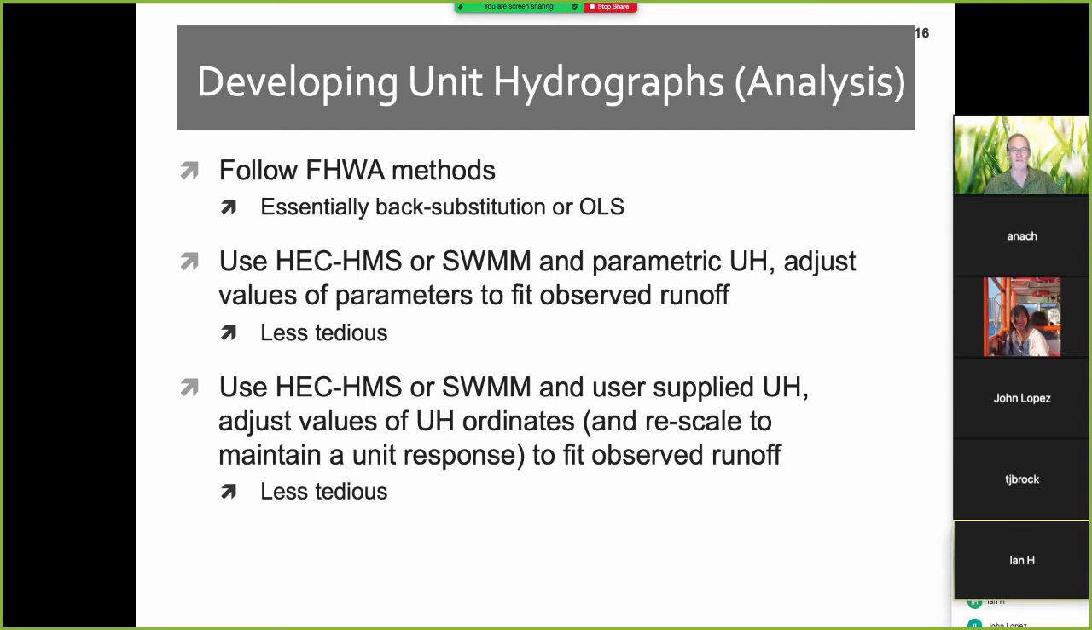You can use HEC-HMS or SWMM in a parametric unit hydrograph and actually adjust values to fit the observed runoff. In my opinion, that's less tedious than the first bullet item. You could also use a user-supplied unit hydrograph and adjust values of the ordinates to fit observed runoff. So the second two bullet items there are a rather cleverly disguised optimization approach. So we'll go ahead and we'll assume the unit hydrograph function to begin with, and we'll simply turn knobs on it until it fits the observed runoff. And then presumably we'll have one other observation set to see how faithful that is to different conditions.